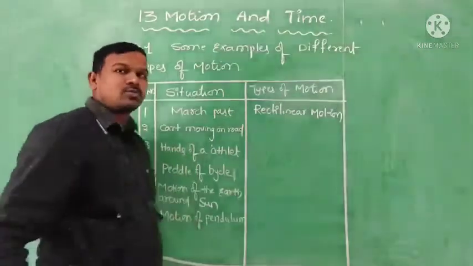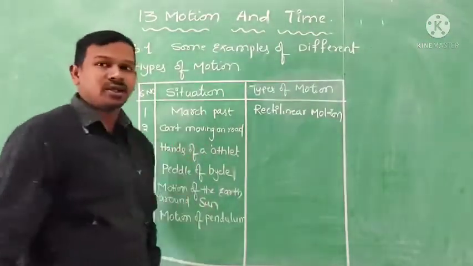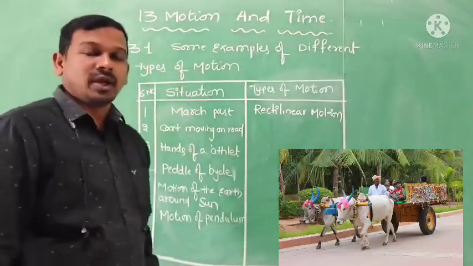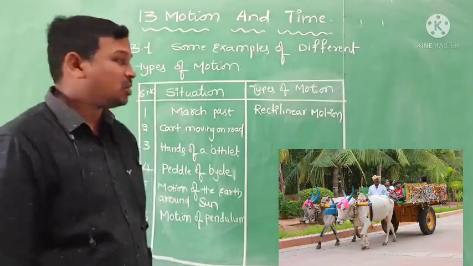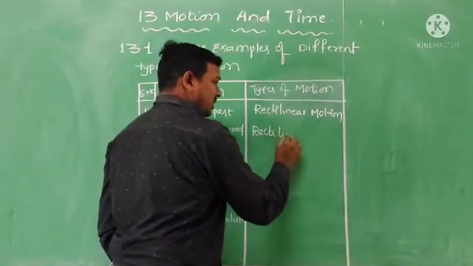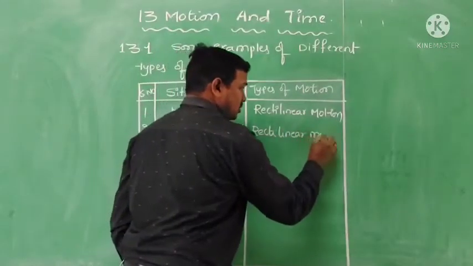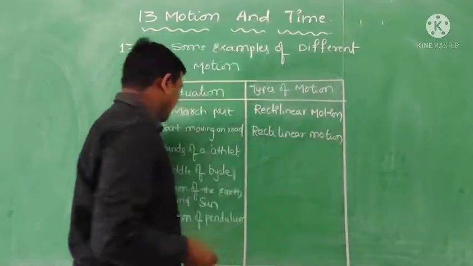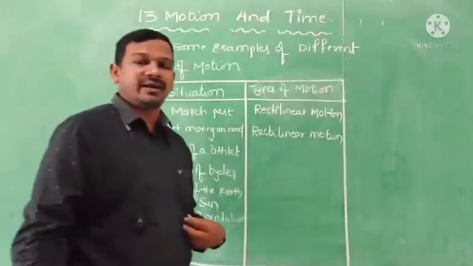Now the bullock cart is moving on a road, which means it is also going in a straight line direction. So what type of motion can we call it? Rectilinear motion. Now, hands of an athlete.